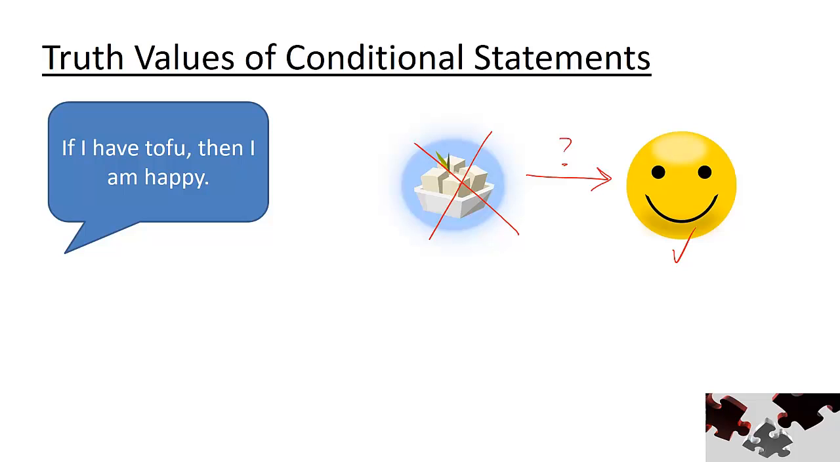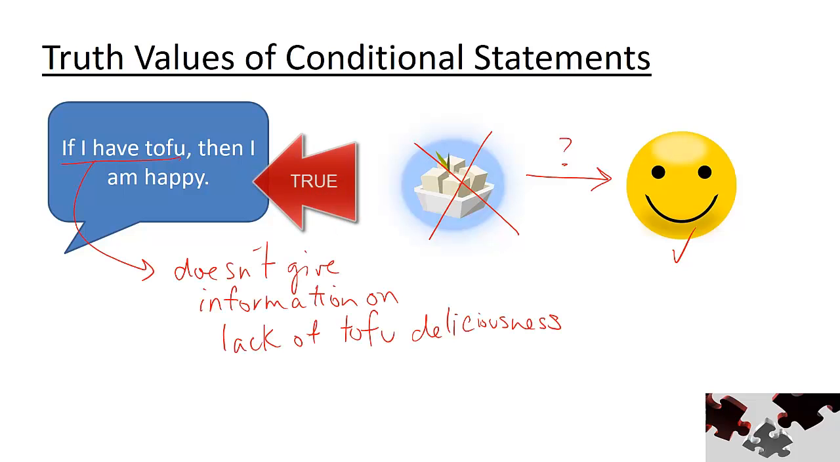Well, this one is a bit weird. If we have tofu, the implication says we must be happy, but the implication doesn't really tell us how we should feel if we don't have tofu. So in this case, since we can't prove the implication to be false, we're going to assume that it's true. In other words, if our hypothesis is false, it doesn't matter what our conclusion is, the overall implication, if A, then B, has to be true.